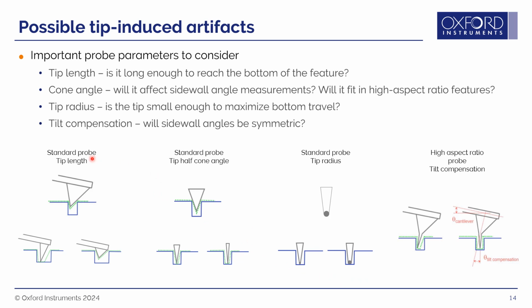And finally, tilt compensation. All AFMs mount the AFM probe at an angle, typically around 11 degrees. So you need to think about how the tip shape interacts with the sample and might affect sidewall angle measurements. If the tip is oriented so that the tip angles are symmetric, then at least any effect on sidewall angle measurements will be symmetric too.